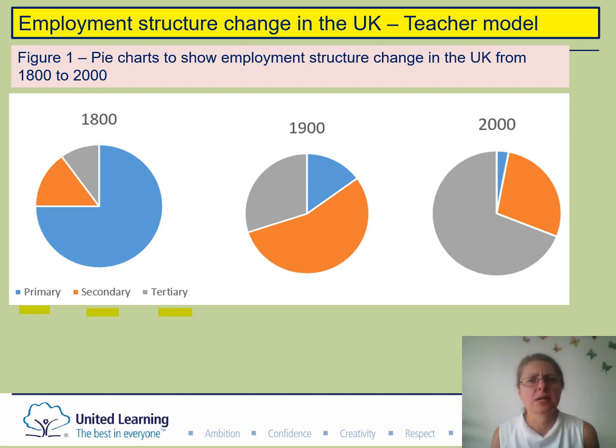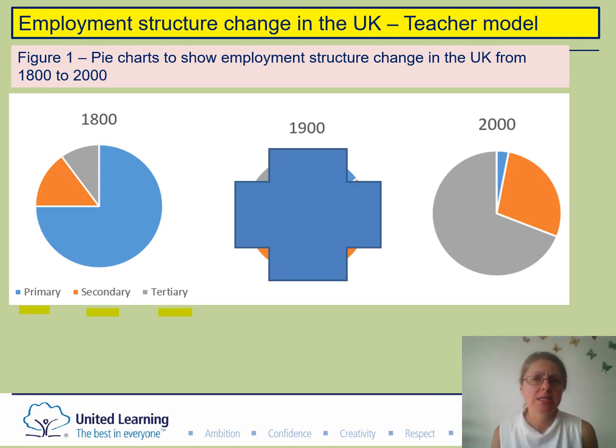We're going to ask ourselves the following questions for each pie chart. Are there more people working in the primary, which is blue, the secondary, which is orange, or the tertiary, which is grey? How many people are there? And what happens to the number of people in these employment sectors over time? We have three pie charts here, but I would really only like to focus on two, 1800 and the year 2000.